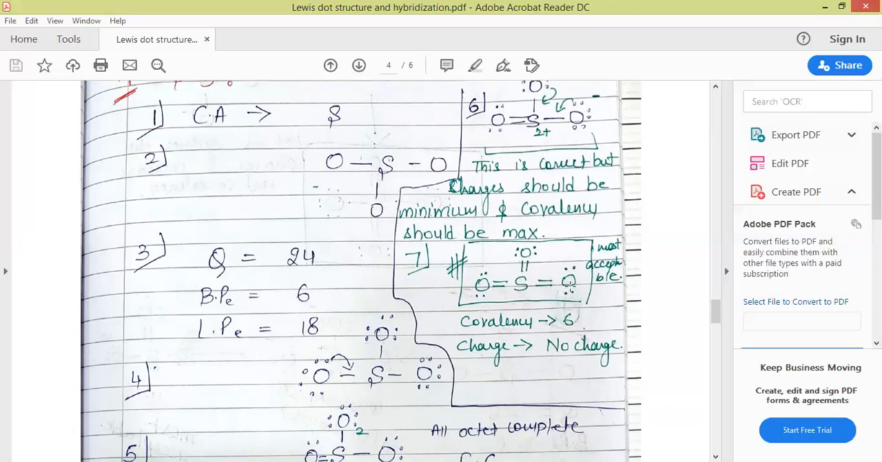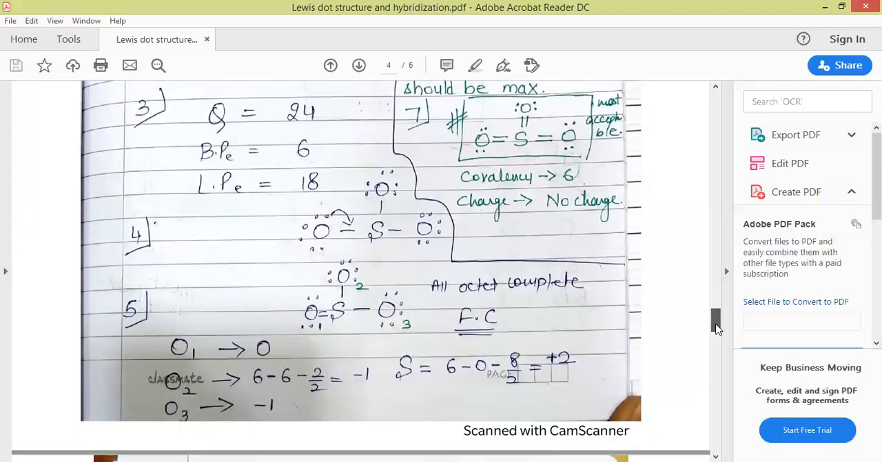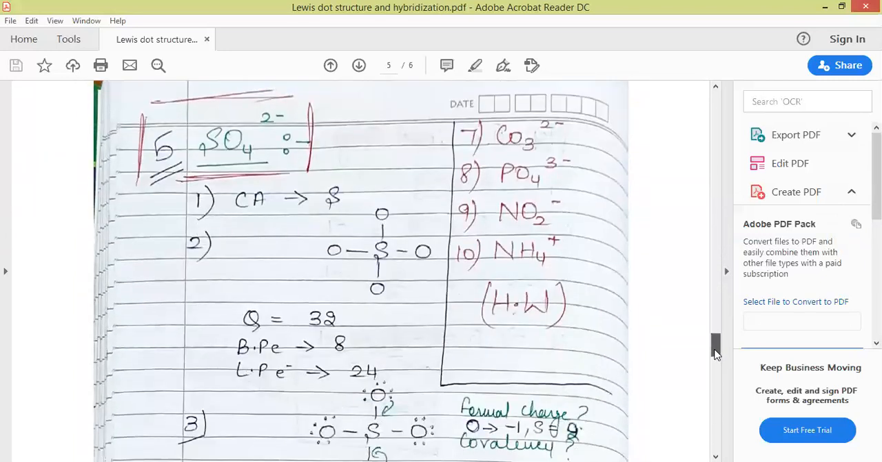So for this structure where no charge is present, now we'll be calculating the formal charge. Formal charge on all the atoms will come out to be 0. As this molecule does not have any charge separation, this is the most acceptable Lewis-Dot structure. The other is also correct, but if you're asked about the most acceptable, most stable Lewis-Dot structure, it is going to be this structure, because here covalency of sulfur is maximum, which is the driving force for Lewis-Dot structures.